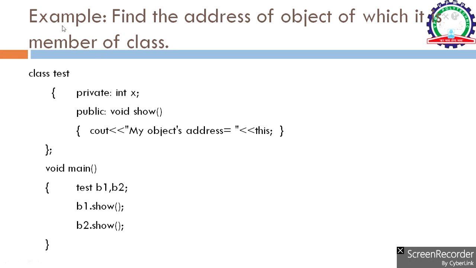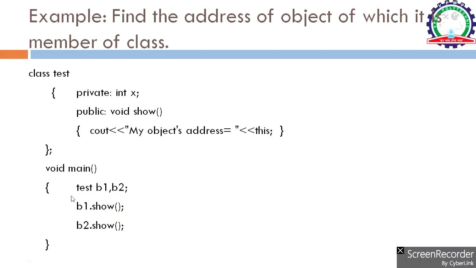In this particular example, we will find the address of the object of which it is a member of a class. For example, here class test is there and it is having one private data member integer x and one public member function that is void show. Now this particular function is simply representing the object's address. Currently whichever object will call this function void show, its address in a memory will be displayed by this pointer.